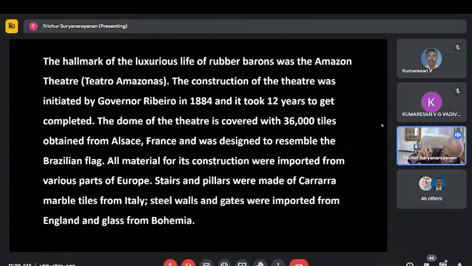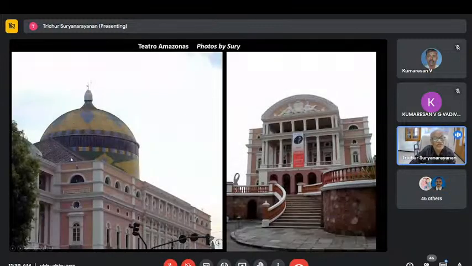All the material for construction of this theatre was imported from various parts of Europe. The staircases and the pillars were made of Carrara marble tiles from Italy, very expensive. Steel walls and gates were imported from England, and the glass was imported from Bohemia. You see, this is the theatre. I visited this theatre. See here the dome made up of tiles, which is colored like the Brazilian flag, and these are the steps leading to that.